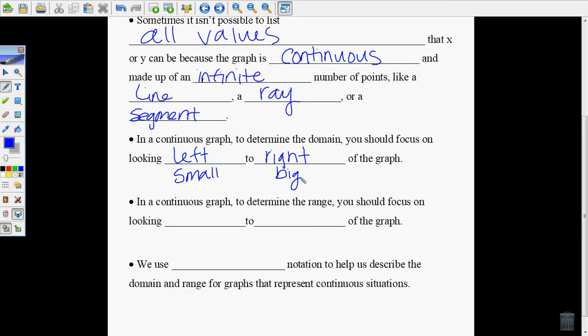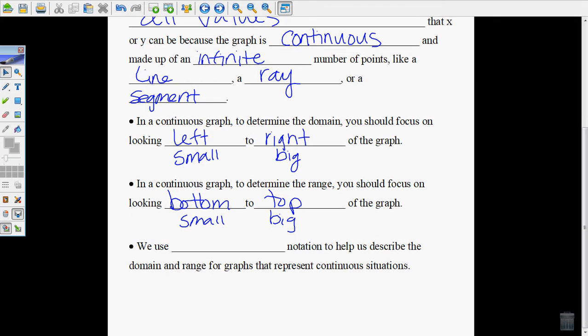In a continuous graph, when you want to define the range, which direction am I going to go? Bottom to top. We're going to flip it. We're going to go from the bottom to the top, because we want to get our small, then our big. So what we're going to focus on today is using algebraic notation, also called inequality notation.